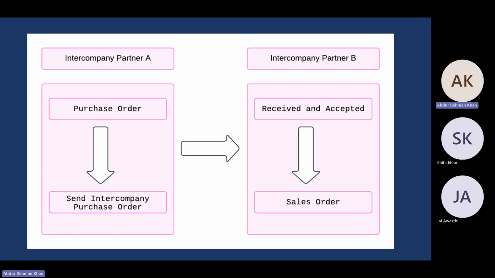Once I create the purchase order and fill in the details and then send it through the Send Intercompany Purchase Order button, it will be received and accepted and a sales order will be created, and we can post that accordingly. So this is the magic of intercompany transactions in Business Central. It saves your time and effort.